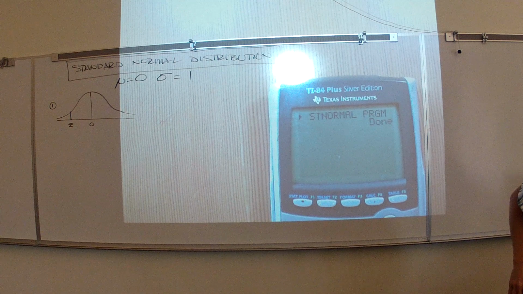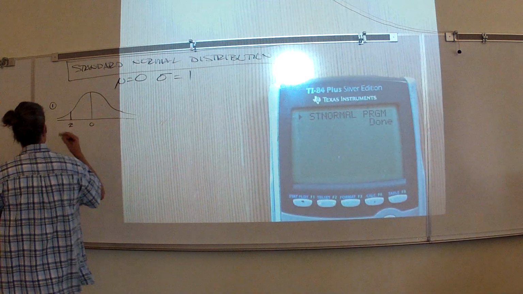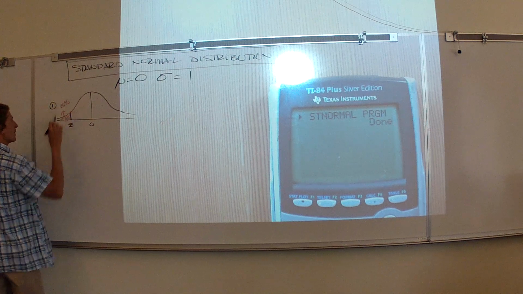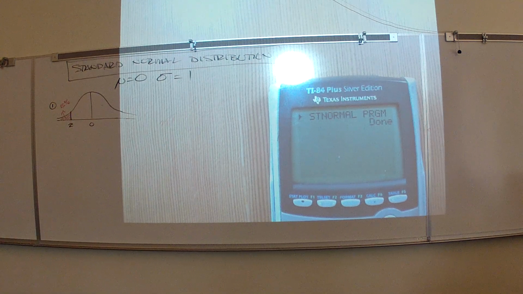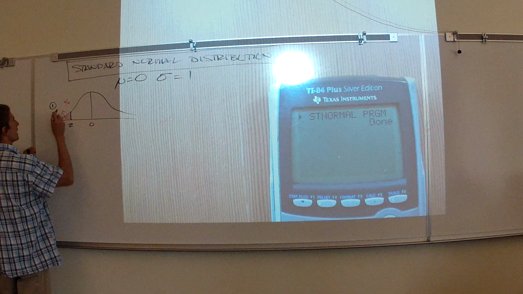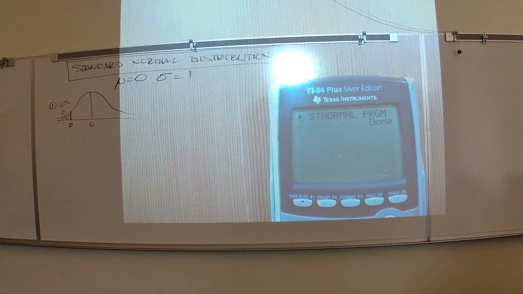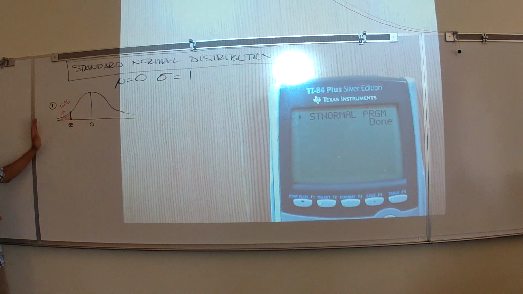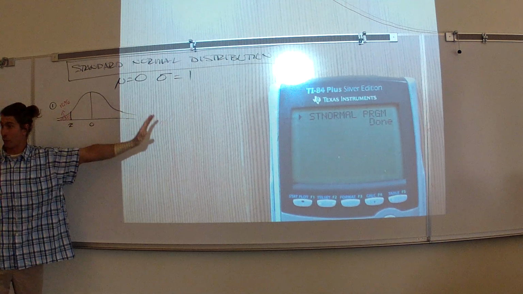that traps the lowest 15% of the area on the curve. Now, you know what? Let's make it 10. So I want to know what z-score traps 10% of area to the left of it, which would conversely, of course, mean that 90% of the area is to the right of it.